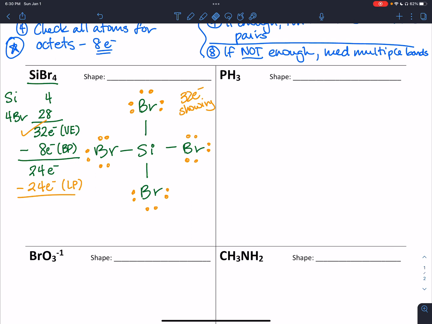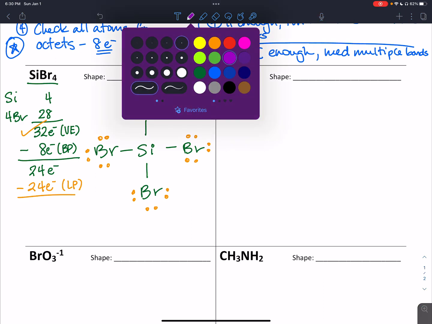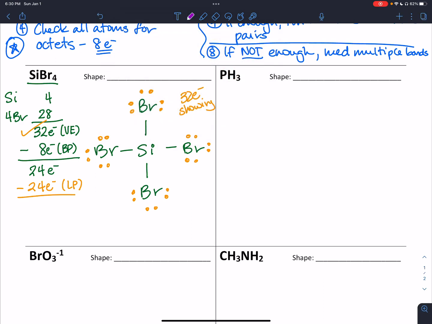Second, I'm going to check my octets and make sure every atom has its octet. If I look at silicon again, it's surrounded by 4 bonds. That's 2 electrons each, so the silicon is happy. Each bromine has 1 bond and then 3 lone pairs, so that's 2, 4, 6, 8. So each bromine has an octet, which means that I have a good structure.